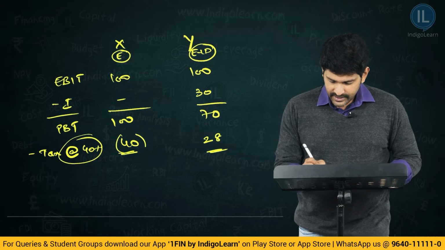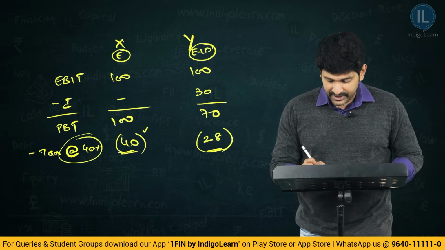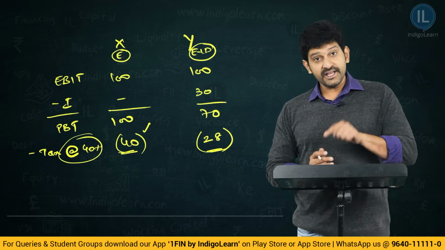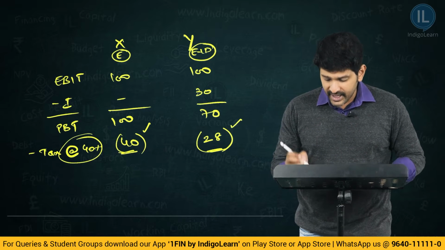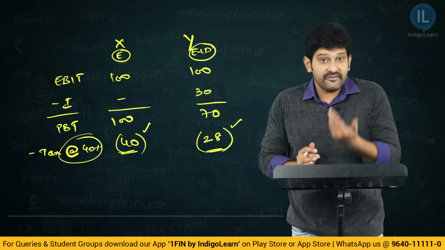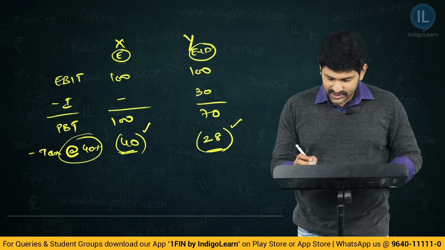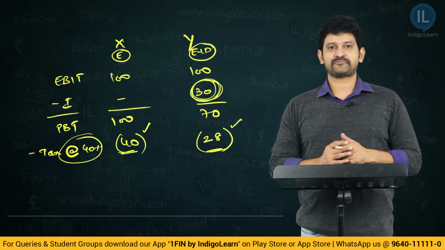Now, friends, what is the tax paid by the unlevered company? That is 40. By the levered company, which has debt in it, it is paying only 28. It is paying less than this company. Is there no benefit for it? Yes. Now, why did this benefit happen? Because of this term called interest.